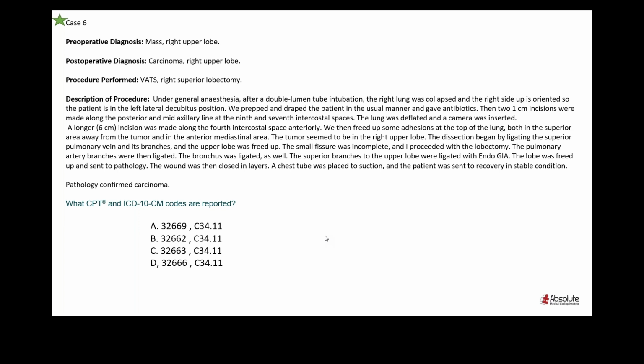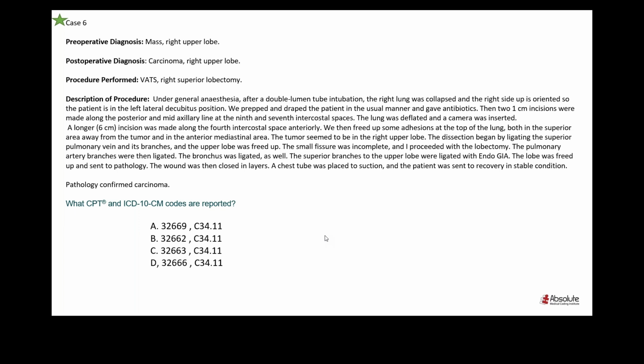So let me read this case scenario number 6. What CPT and ICD-10-CM codes are reported? Your options are: option A, 32669, C34.11. All the ICD codes are the same. Option B, 32662, C34.11. Option C, 32663, C34.11. Option D, 32666, C34.11.